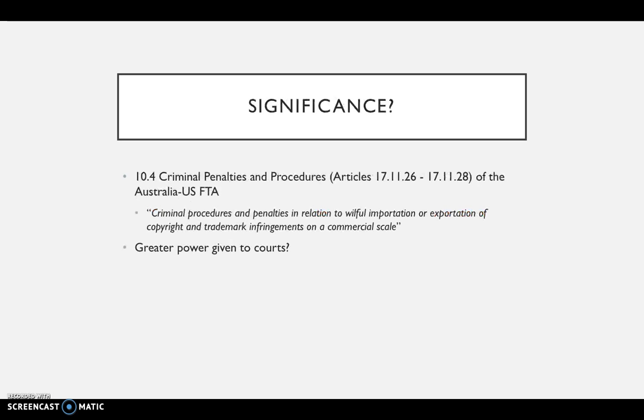So, what's the significance of this murky inclusion into the legislation then? The words commercial scale were included into the Australian copyright law by way of the Australia-United States Free Trade Agreement. One part of this agreement was that Australia makes some legislative changes with regard to the criminal penalties for copyright infringements. Specifically, the criminal procedures and penalties in relation to willful importation or exportation of copyright and trademark infringements on a commercial scale. The significance of this inclusion was that it would give the courts greater power to increase damages.